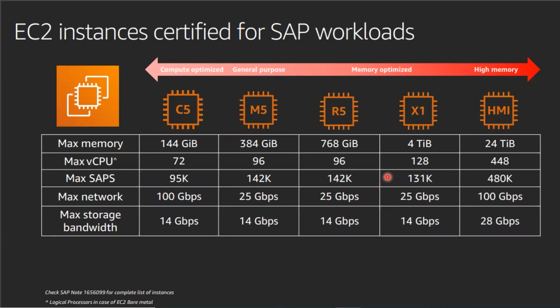As you choose a bigger instance, you'll get better network bandwidth. So with HMI, you will have 100 Gbps of bandwidth, right? And with C5, the largest instance, you can get up to 100 Gbps of network bandwidth. Similarly, maximum storage bandwidth are available for all these families, and these are very big numbers. So depending upon your requirement, you can select any of the certified instances.